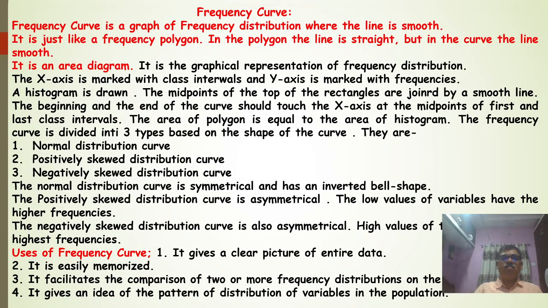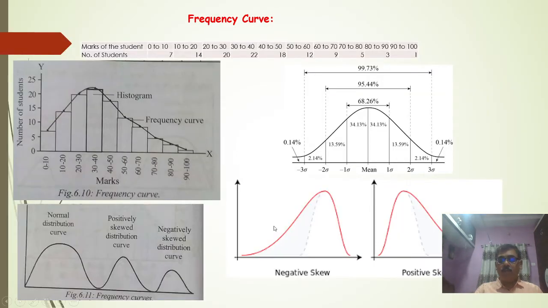The next one is about the frequency curve. A frequency curve is a graph of a frequency distribution where the line is smooth. This is the histogram, and instead of the straight line we are making the line a smooth line, like this curve, that is a normal distribution curve, and you are making the line smooth.